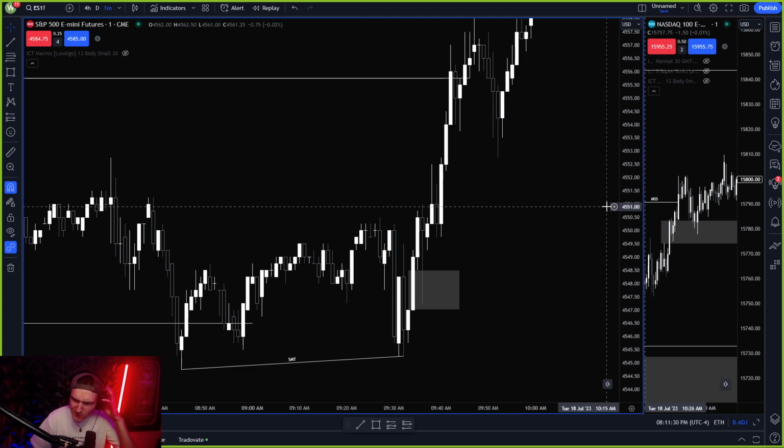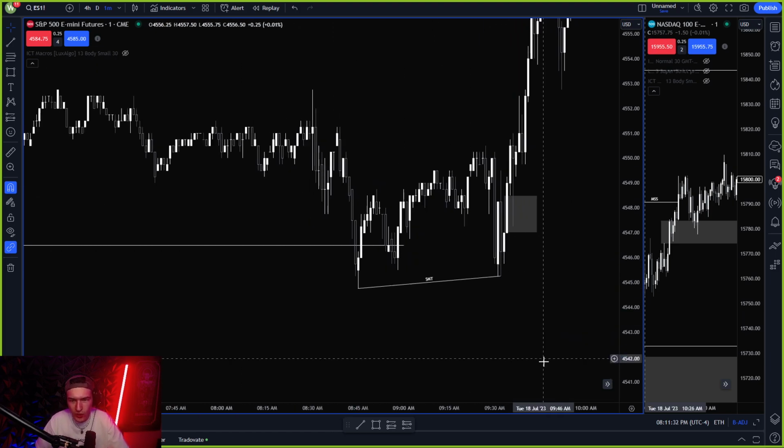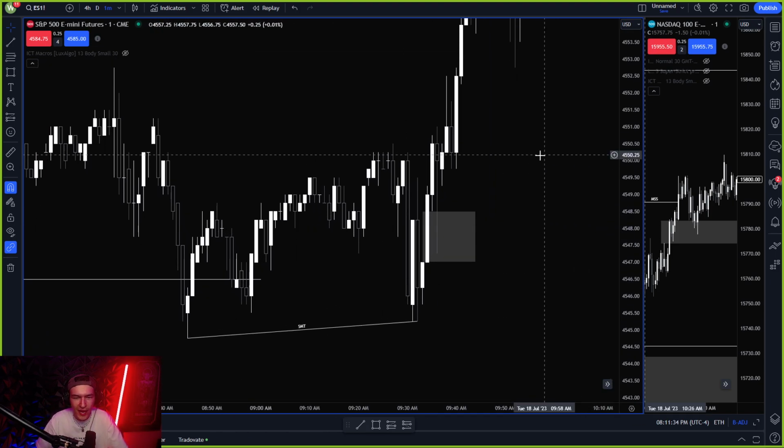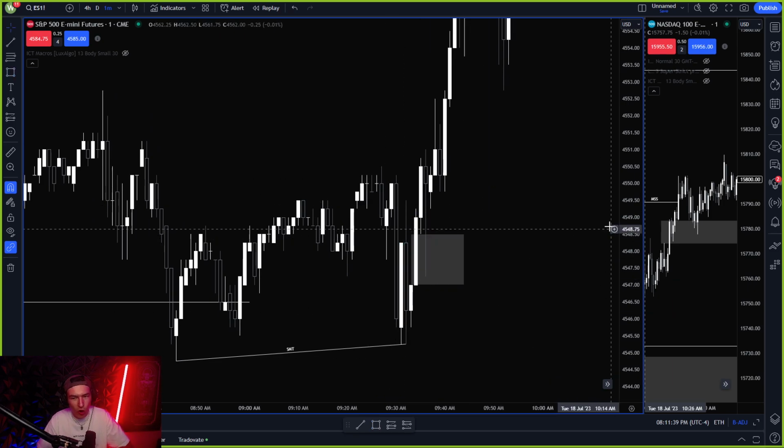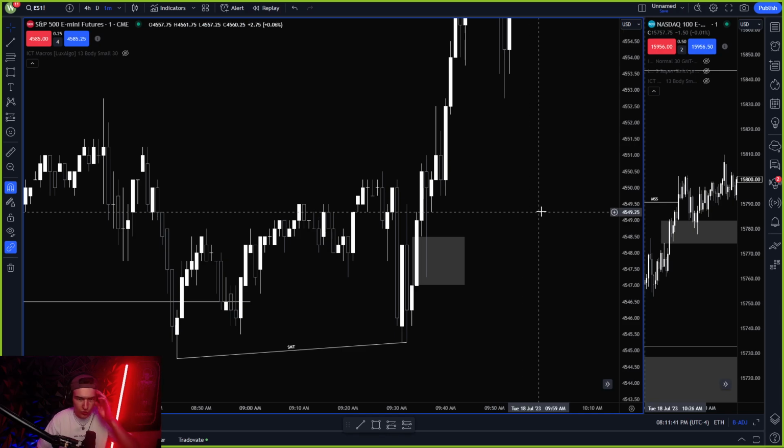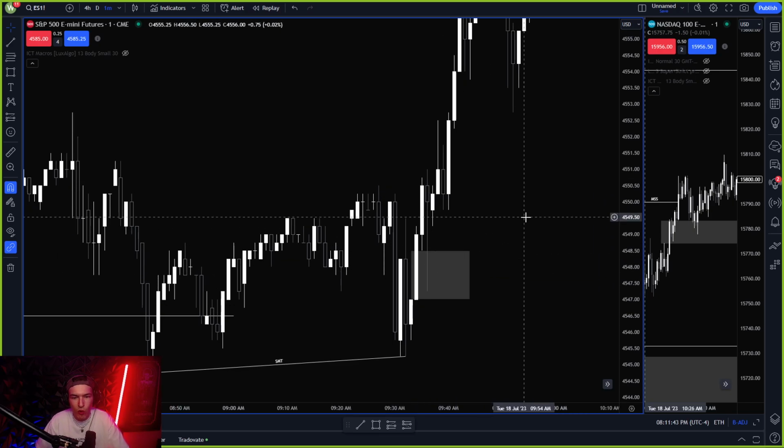So we put in that low. We have SMT. We have liquidity being swept. We get big displacement back up. And we get validation that bearish PD arrays are getting ran through. All of these signs are telling us the draw on liquidity is higher. So this would have been your long entry, that pullback.